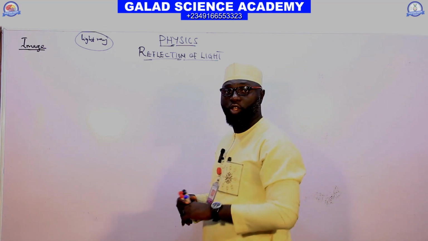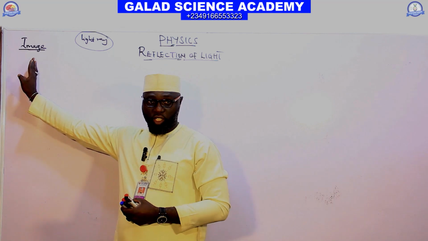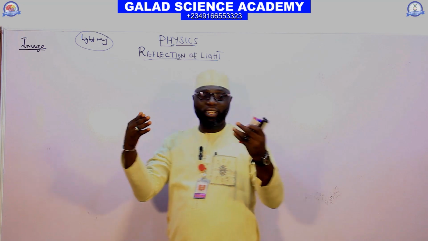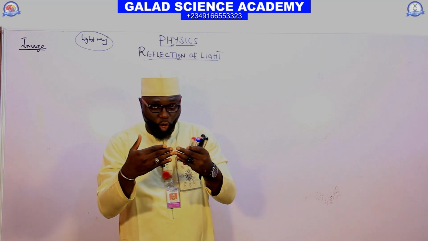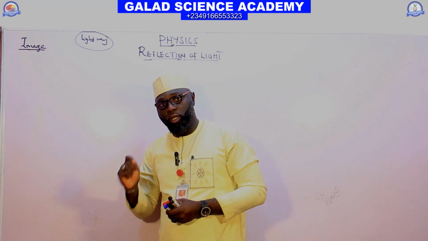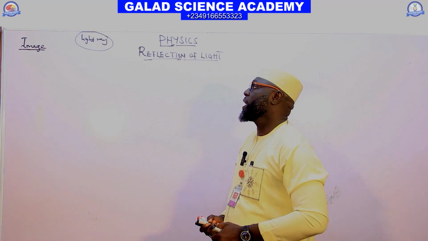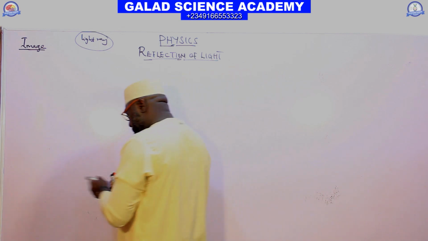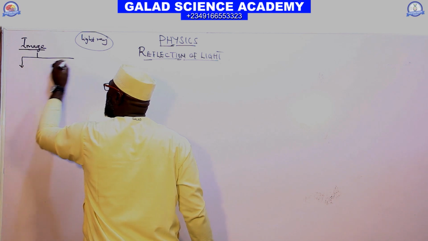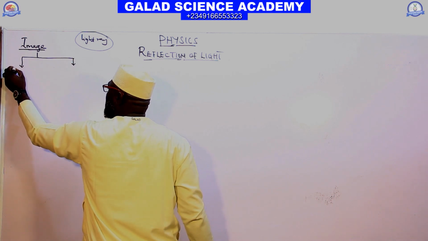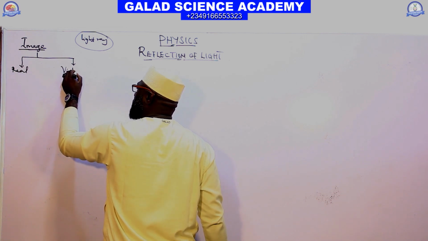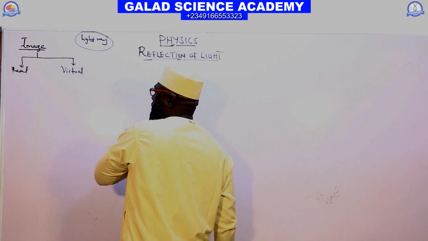The copy of an object which is produced with the aid of light ray, we call it image. And the image is formed by the intersection of two or more rays. And there are two types of image. We have what we call real image, and we have what we call virtual image.